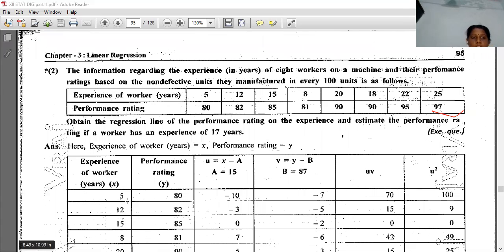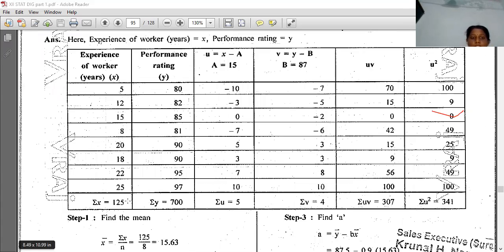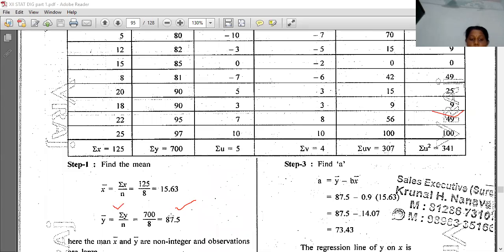Okay, now we'll start with the solution. Now this is your X column. First you have to write the X column, right? So X is given, and the total of X, that is sigma X, is 125, and the Y column, then the total of Y is 700. Then you have to find X bar and Y bar. So X bar comes to sigma X upon N, that is 125 upon N is 8. So that comes to 15.63, right?